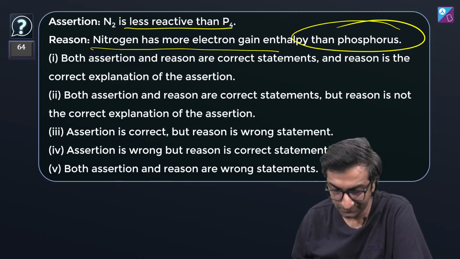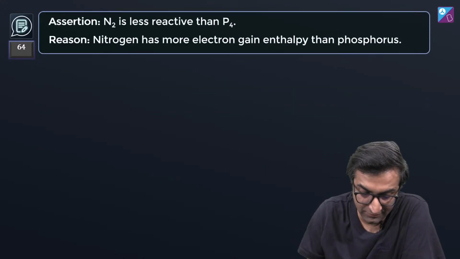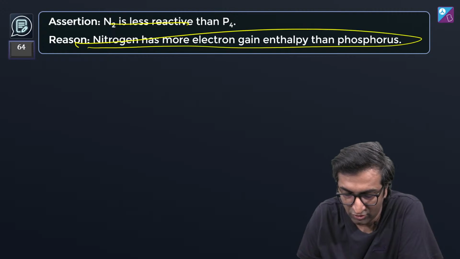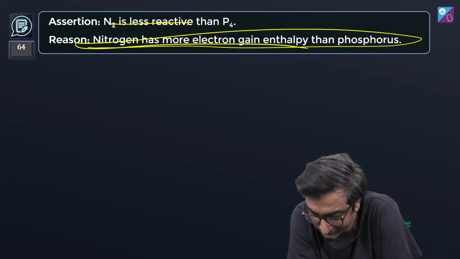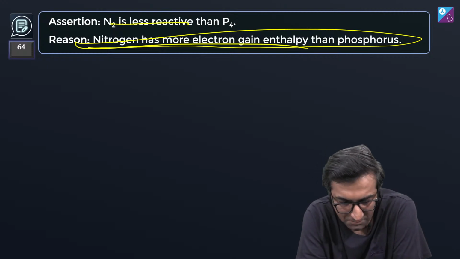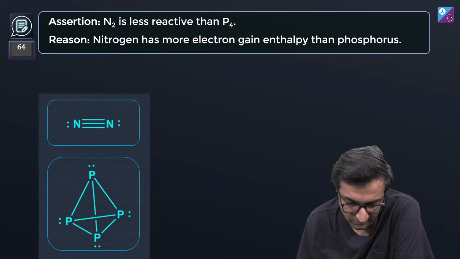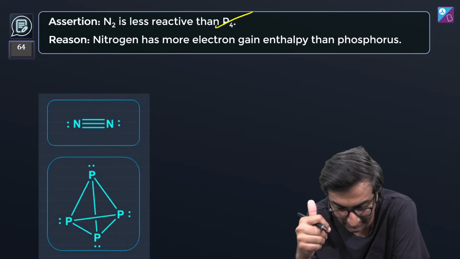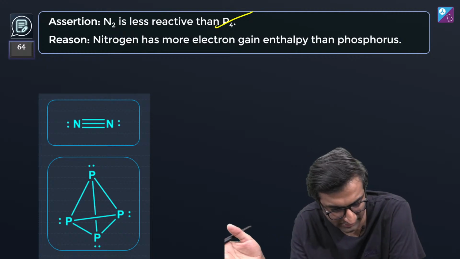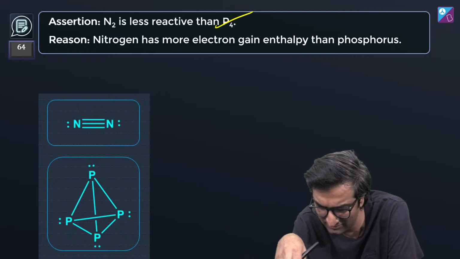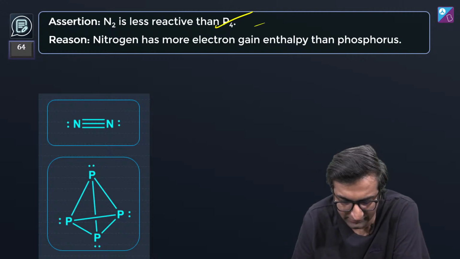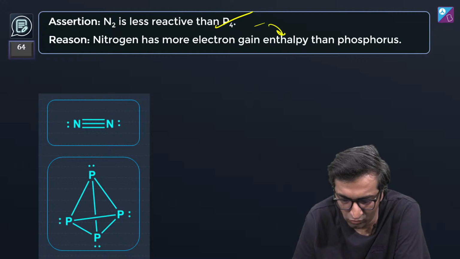What do you think about this assertion? N2 is less reactive than P4. Reason, nitrogen more electron gain enthalpy than phosphorus. नाइट्रोजन में triple bond है, P4 में कोई triple bond नहीं है, ठीक है. So less reactive is correct, but the reason is because of this bonding. The reason has nothing to do with this. पहली बात तो this is correct and it doesn't have anything to do with this.